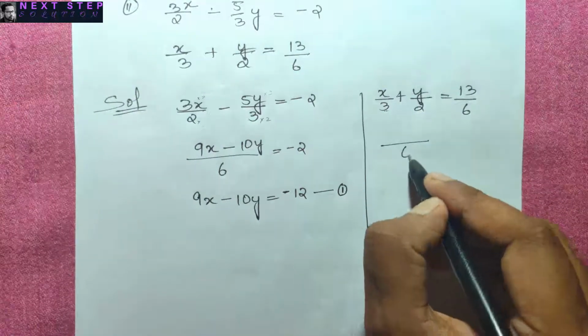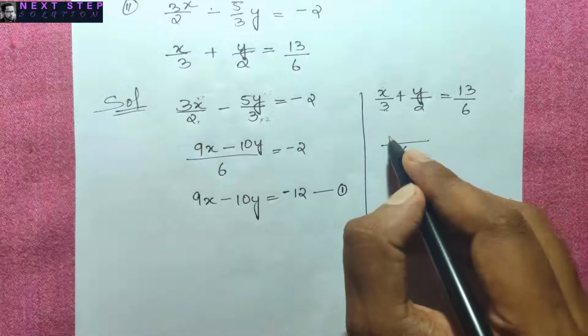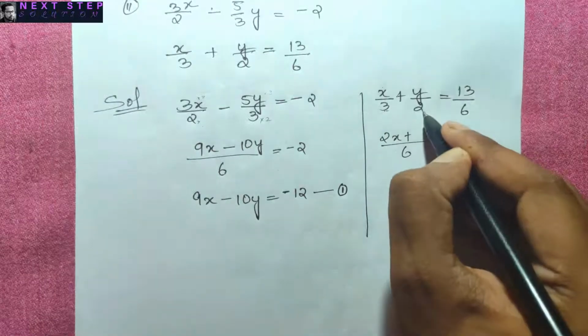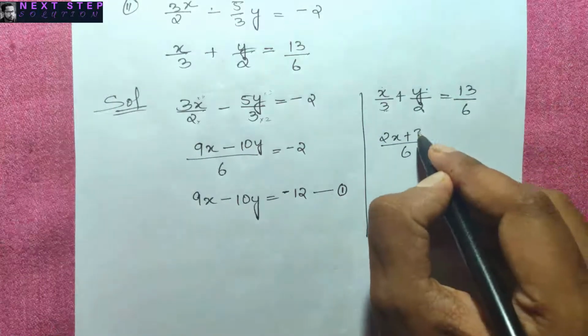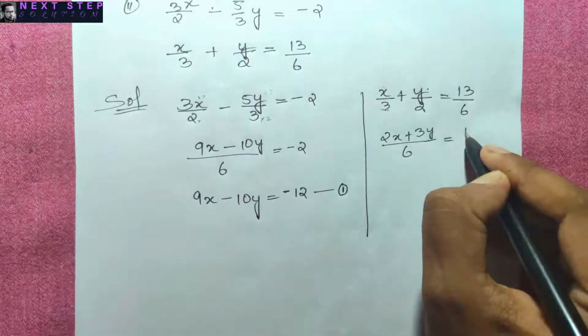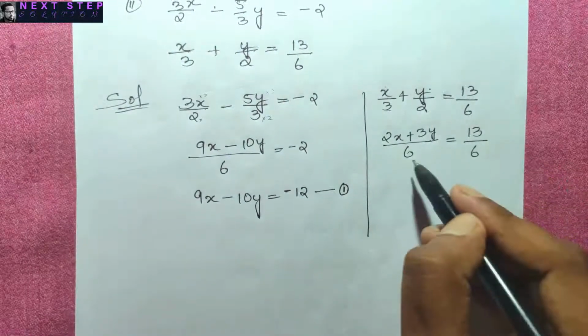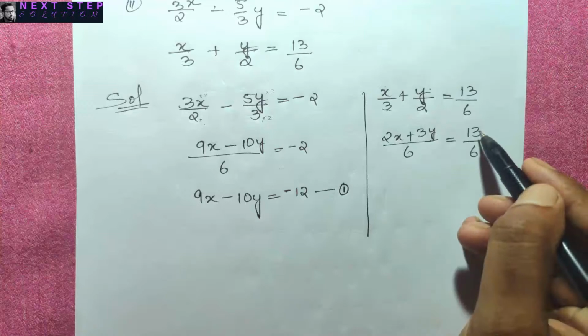LCM of 3 and 2 is 6. With this we have multiplied 2, here we will multiply 2, it will become 2x. With this we have multiplied 3, so here if we multiply 3, it becomes 3y equals 13 by 6. Once again this 6 is divided here. If we send it to the other side, it comes as multiply.